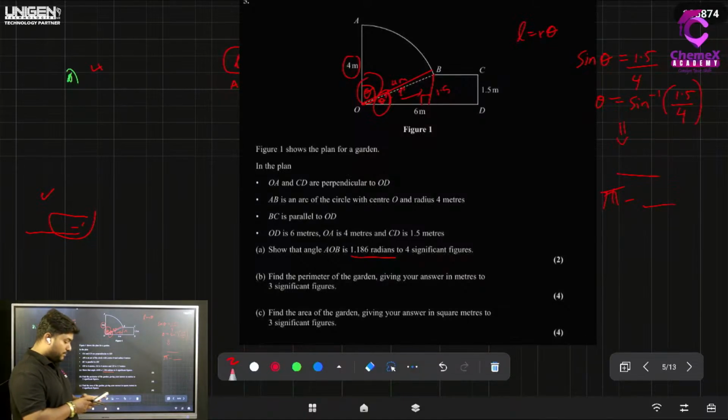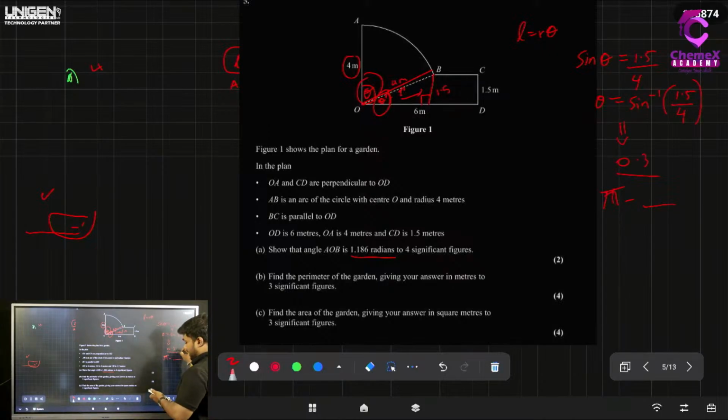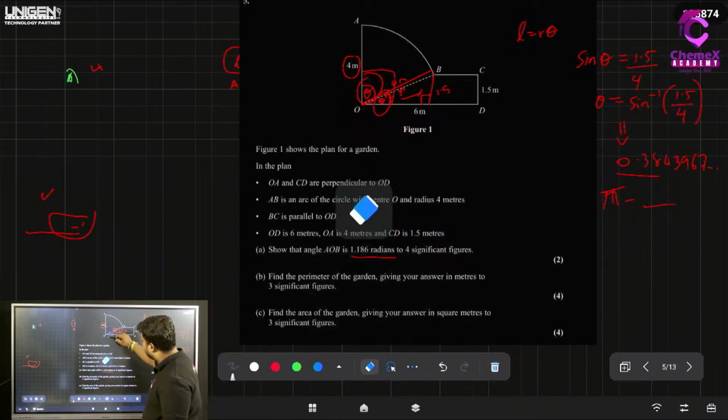Sine inverse of 1.5 over 4. So that's 0.3843967 something, right? So you know that this entire angle is 90, right? This entire angle is 90. So we just found the small thing.